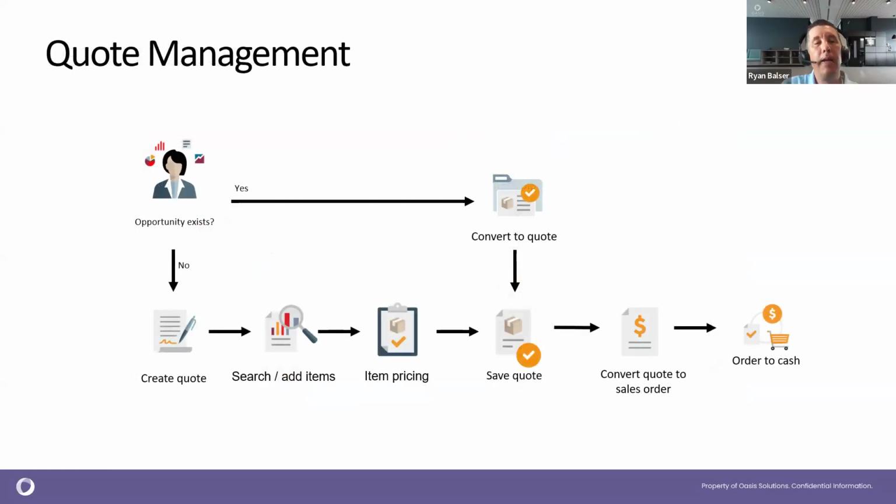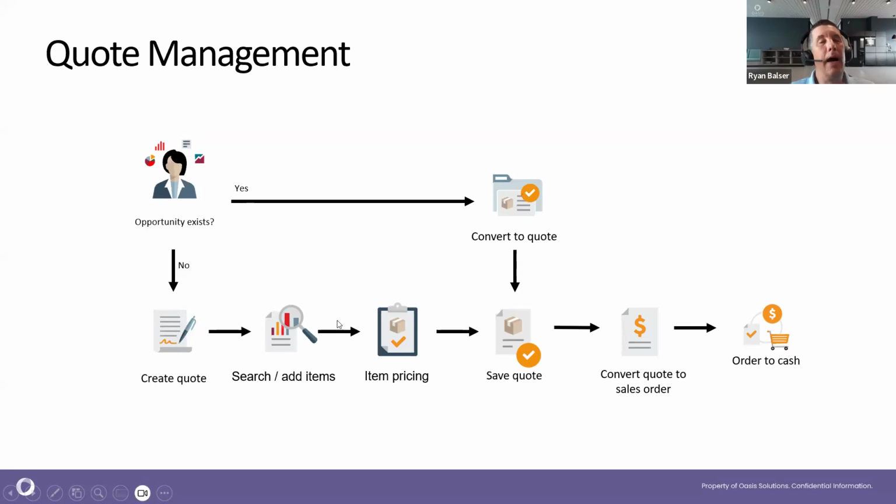All right, from a quote management standpoint. So we talked about opportunities for a second in that last slide. I'm going to actually talk a little bit more about opportunities when we get into the demo as well. But ultimately, from a quote or an estimate management, we're going to determine if there's an opportunity that already exists. If there is, we're going to convert that opportunity into a quote. If there is not an underlying opportunity, we can just go ahead and create that quote against that lead as well. Right?